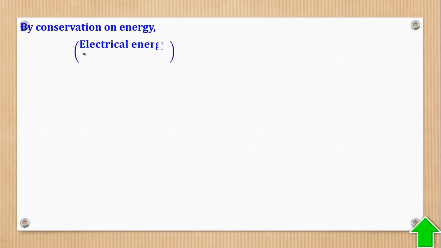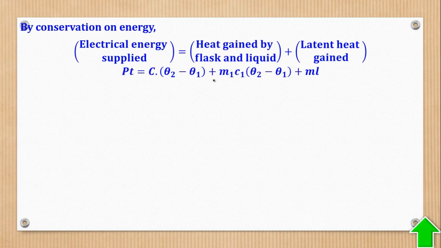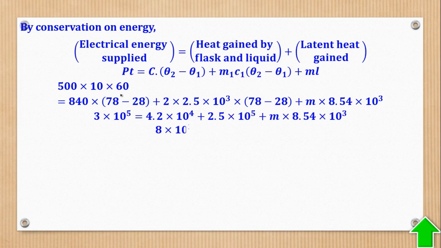So that during the sketch, we can easily now do the calculation. By conservation of energy, electrical energy supplied is equal to heat gained by flask and liquid plus latent heat gained. Quote the formula, then substitute. After substituting, you simplify further and make M the subject, and that is what they wanted.